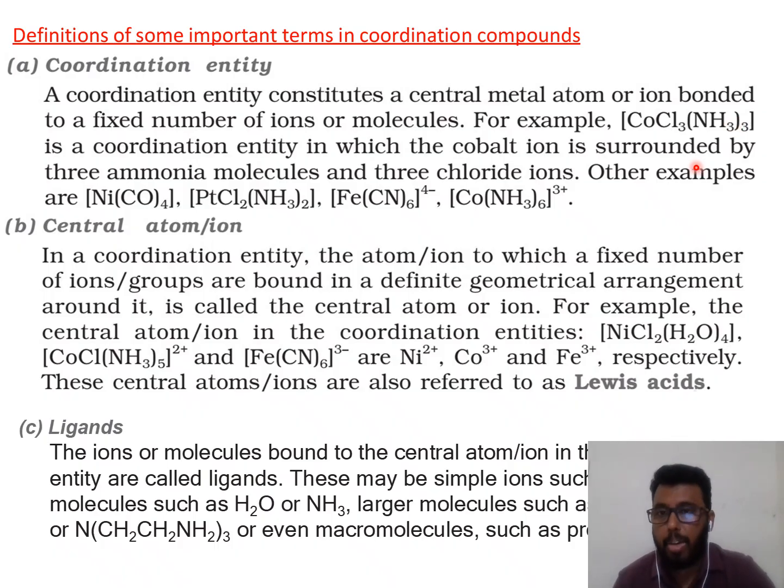Why? Because they are rich in electrons, whereas the metal ion is electron deficient in the d orbital. So this metal ion will accept the electron from the ligand. This whole species inside the square bracket is called the coordination entity. Here the cobalt ion is surrounded by 3 ammonia molecules and 3 chloride ions.